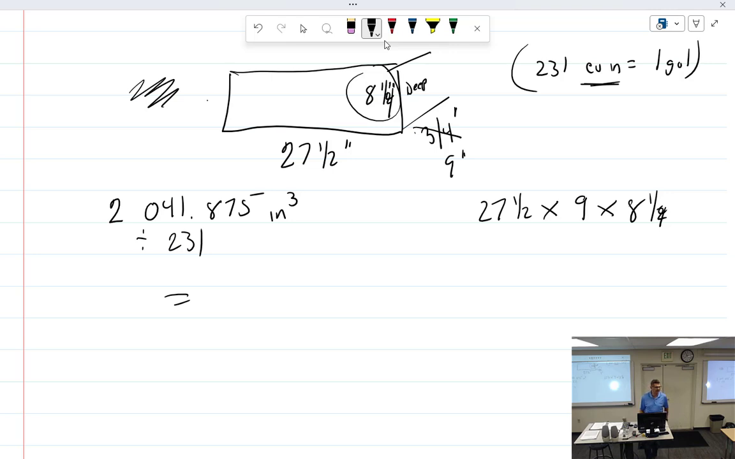Now that works out. Did that come up with 2,041.875? Yes, correct. Divided by 231 equals 8 point what? 8.839 gallons. Rounded to the second decimal, 8.84. Okay.